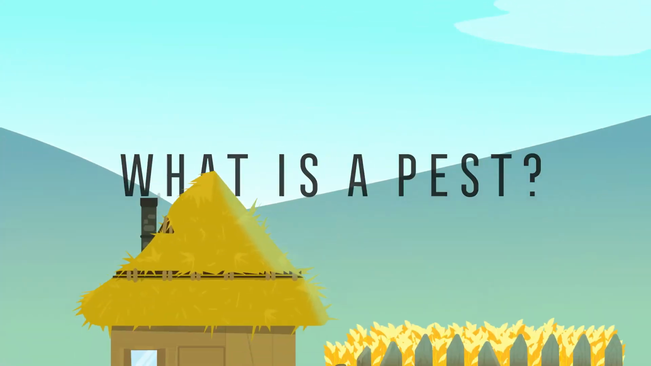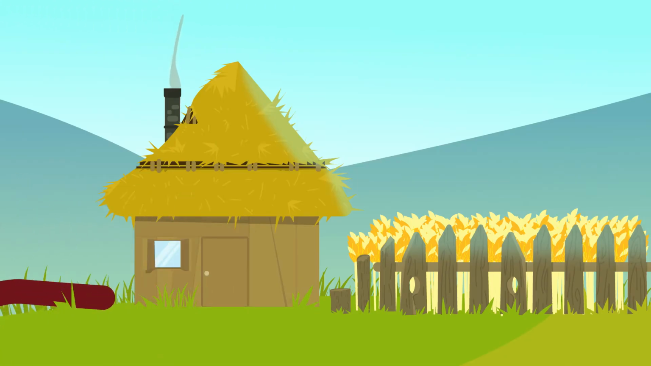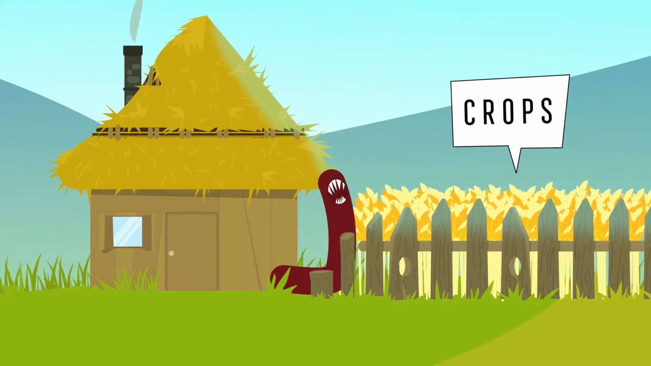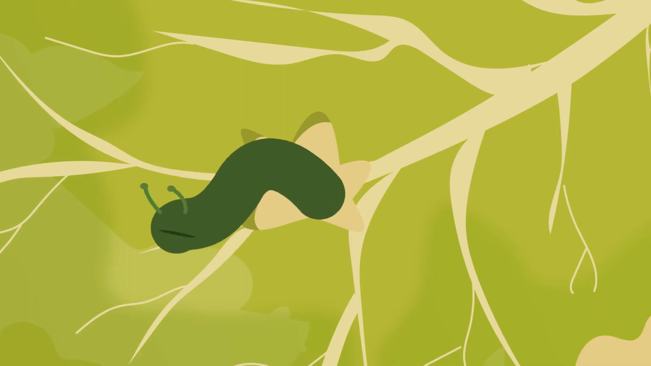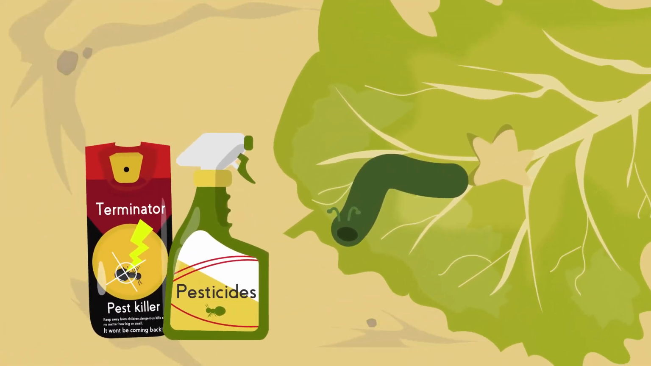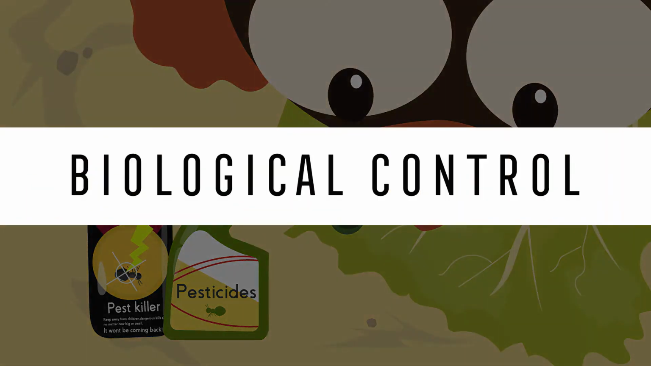What is a pest? Your annoying neighbour or sibling? No. A pest is an organism that eats or damages crop plants that are grown in agriculture. For example, slugs eating lettuce in my garden. Pests can be controlled using pesticides or by introducing other species, also known as biological control.